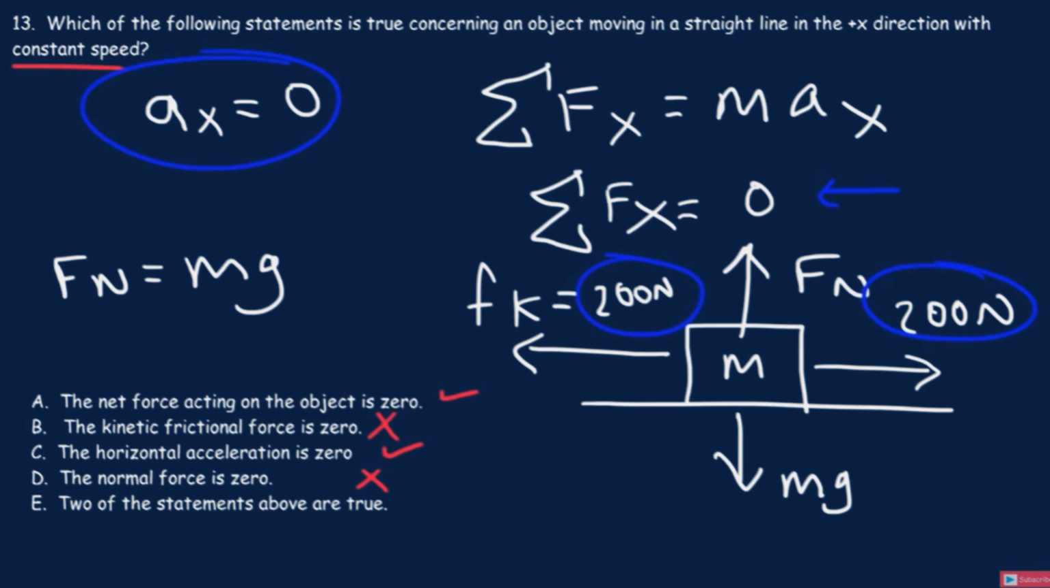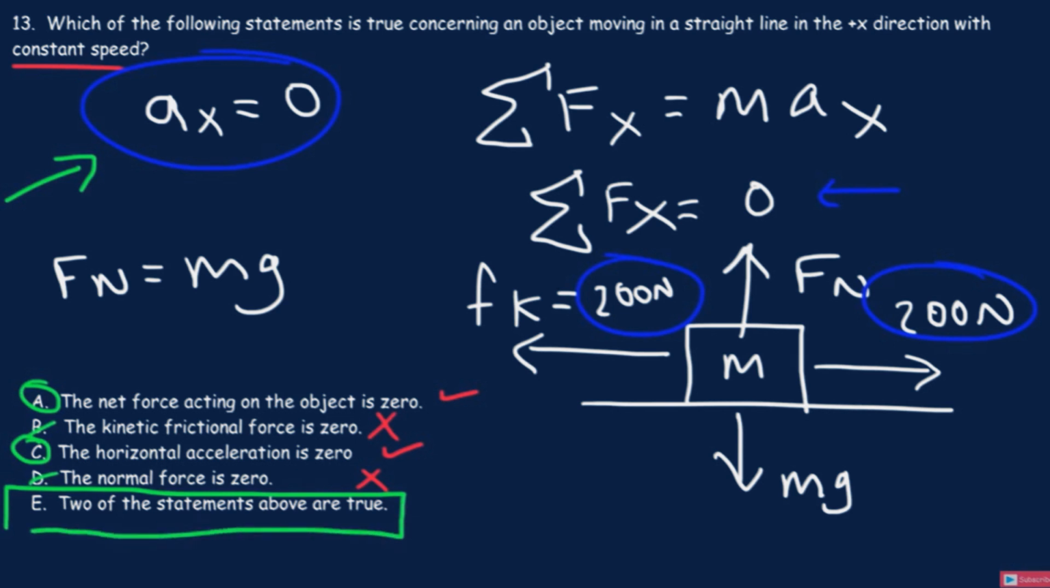So the point is that acceleration can still be zero even though there is a friction force acting on it. The friction force does not have to be zero. So B and D are false statements, and A and C are correct. Therefore, the best answer is E: two of the statements are true. So that is the right answer for number 13.